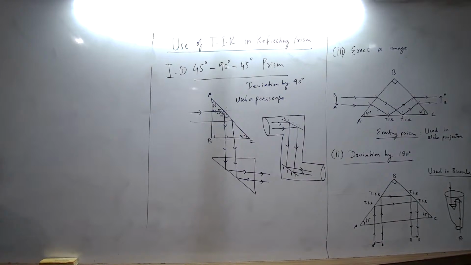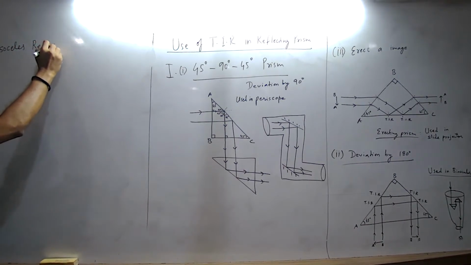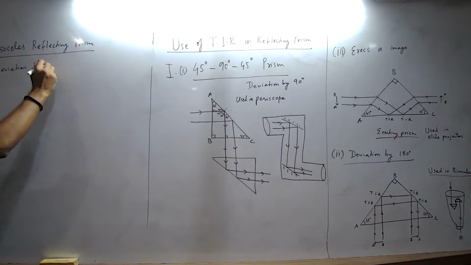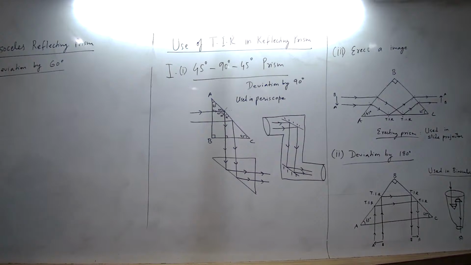So the first application is for the second. The isosceles prism. What is isosceles? Is this the spelling? Isosceles reflecting. What's the application? Deviation by 60 degrees. We now want to obtain deviation by 60 degrees, for which we will be using the isosceles reflecting prism. What is the isosceles? Isosceles reflecting prism. Not isosceles, it is equilateral. One second, some mistake. Equilateral.